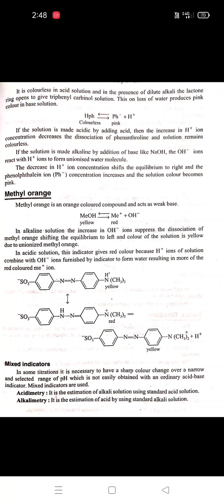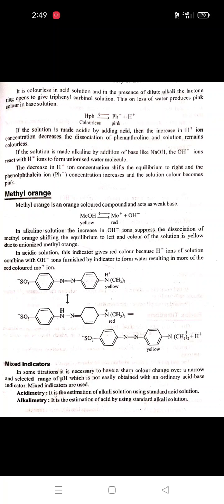So the next one coming here is methyl orange. It is a weak base, a colored compound that acts as a weak base. We have many weak acids and weak bases, but not all weak acids and weak bases act as indicators. Some of the compounds appear colored, and those compounds we use as indicators. So that is the fundamental thing about indicators: all the indicators are weak acids or weak bases.